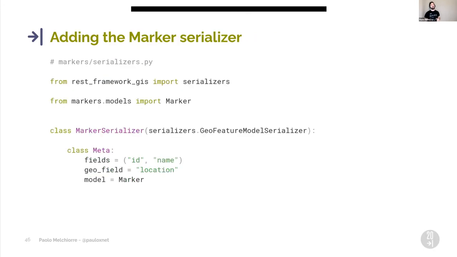So let's create a serializer for our marker class. Inheriting from the REST framework GIS serializer, we only have to define the marker model, the geographical field location, and also the optional fields to be shown as additional properties. In this case, only the ID and the name.